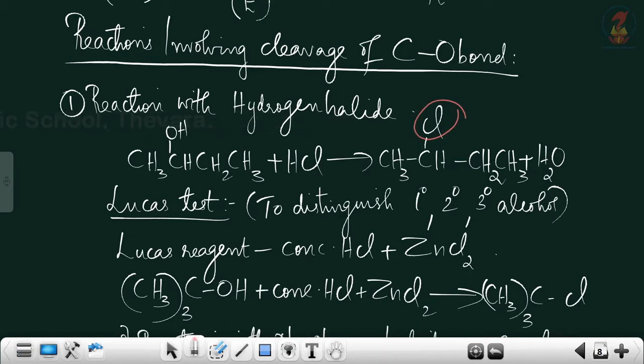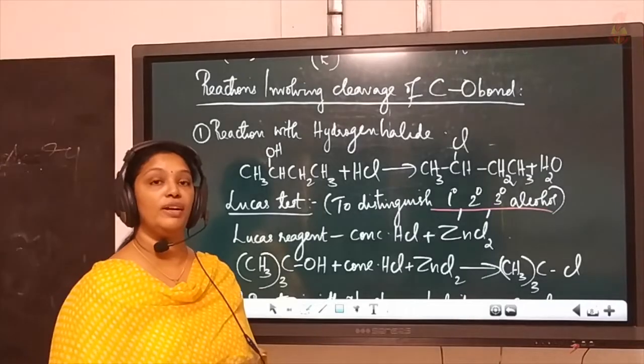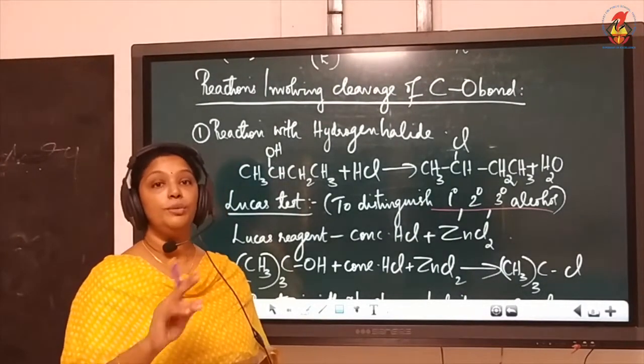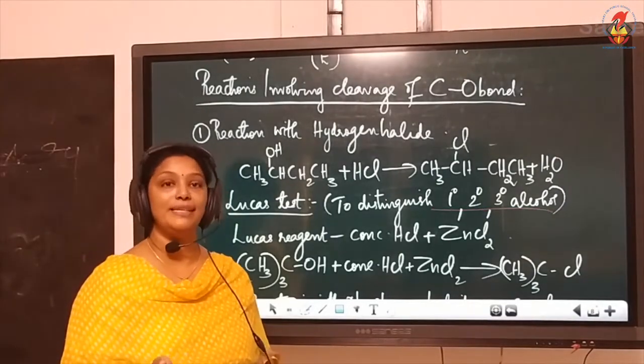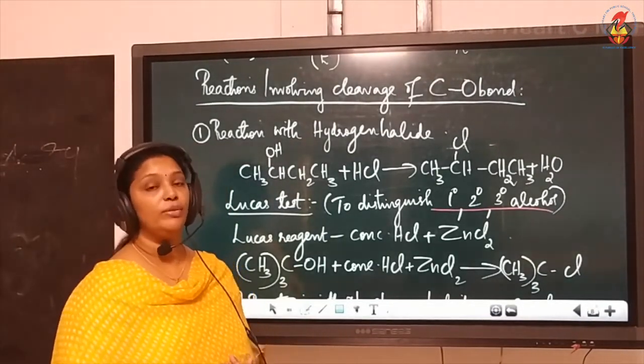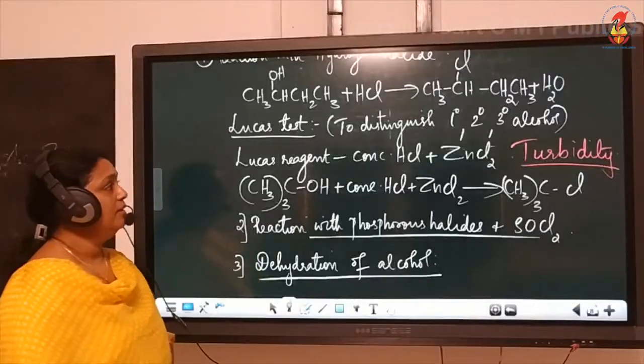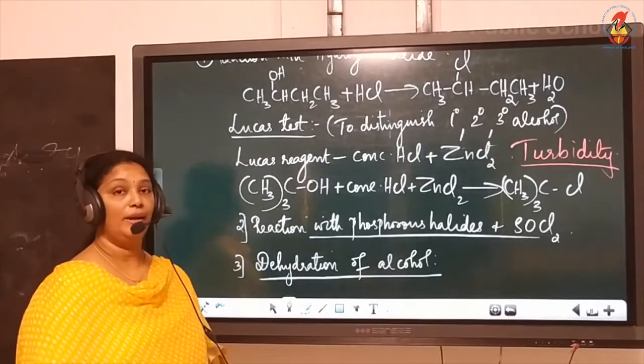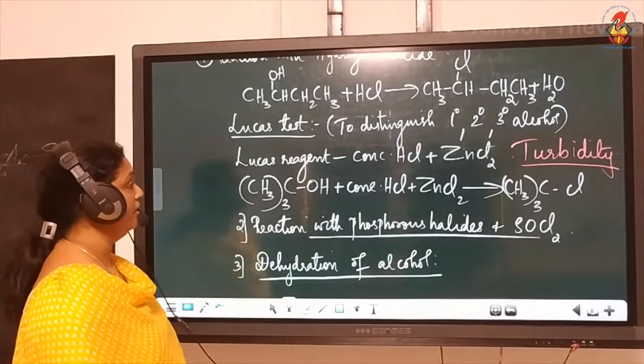Now, there is a test that you have to learn here. It is called Lucas test. This is a test to distinguish primary, secondary and tertiary alcohol. So if you are asked to distinguish between two alcohols, primary alcohol and secondary alcohol, or secondary alcohol and tertiary alcohol, we can write Lucas test. Lucas test is used to distinguish primary, secondary and tertiary alcohol.